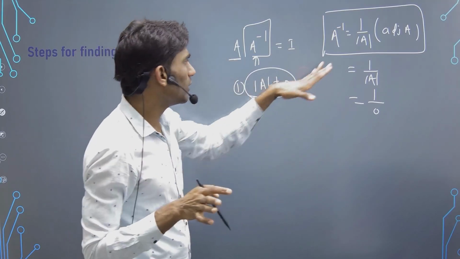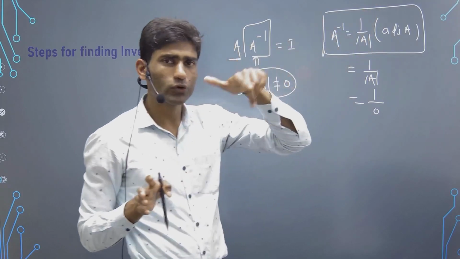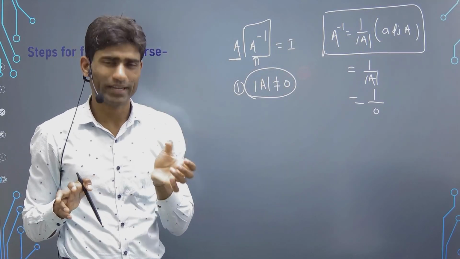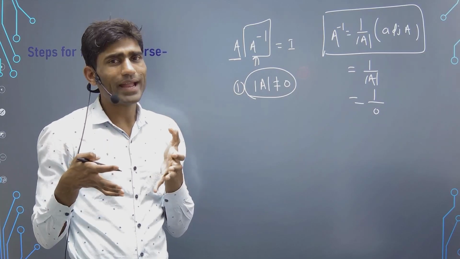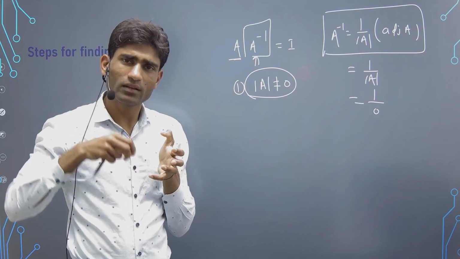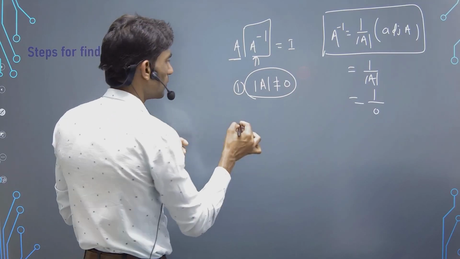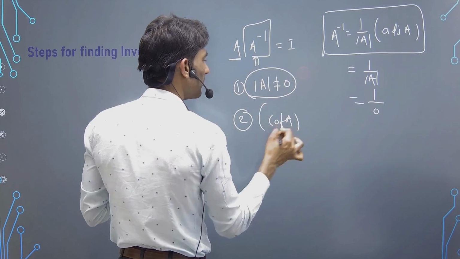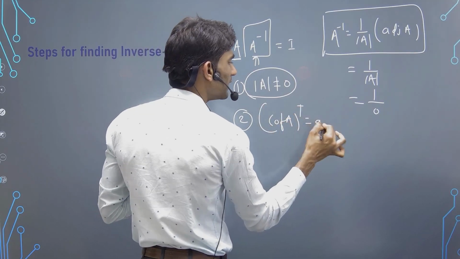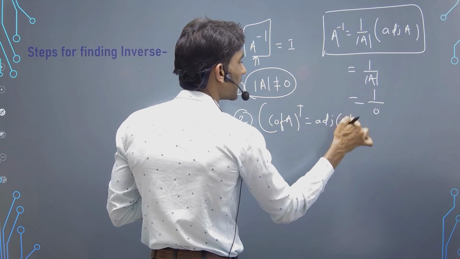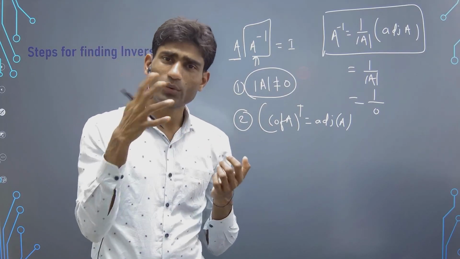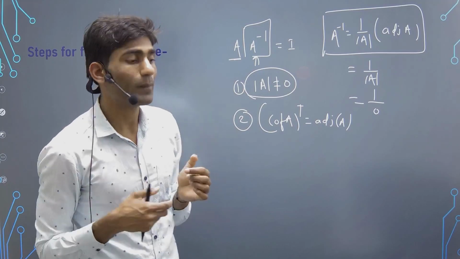The next part is finding the adjoint of a matrix, for which we'll use the minor cofactor method. What is meant by adjoint? Whenever we take the transpose of the cofactor matrix, we get the adjoint of matrix A.